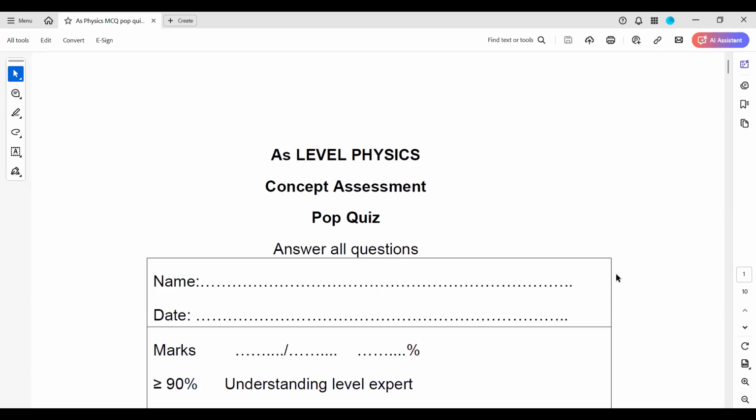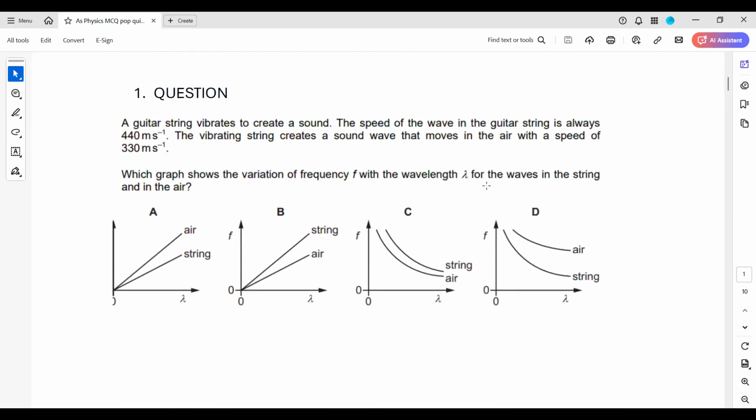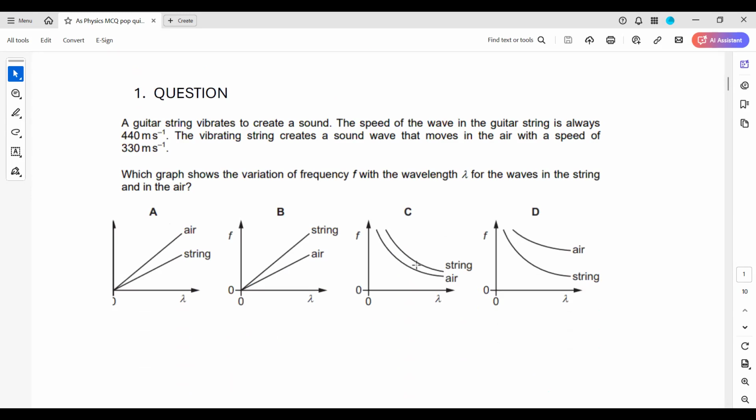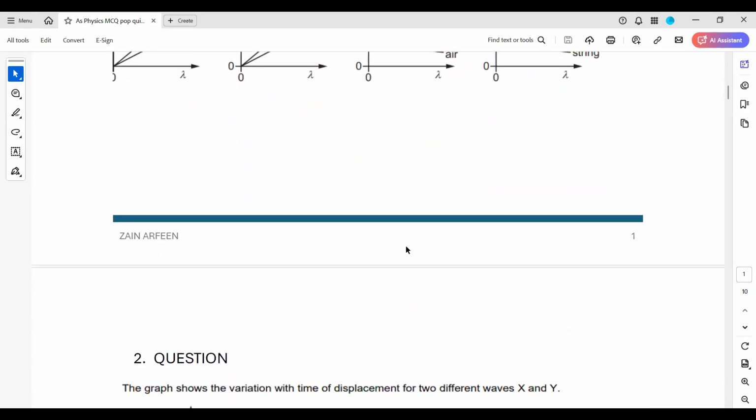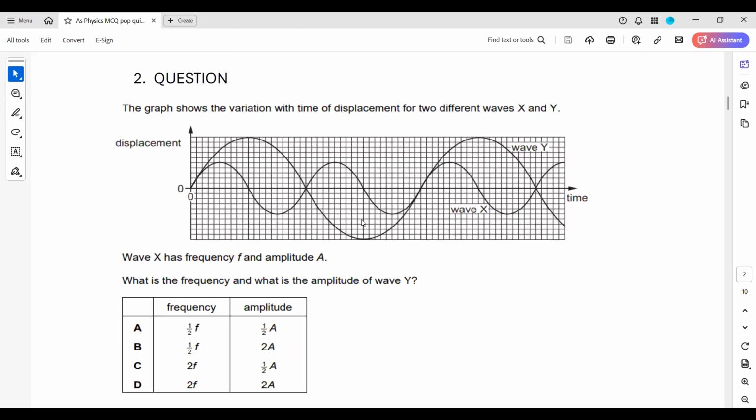So we'll start the session with the discussion of a pop quiz, MCQs related to the topic. If you have any doubt, you can mention your doubts. Question number one, any doubt? Question one. Any doubt in question one? Question two, any doubt? Question two. Question one, okay.